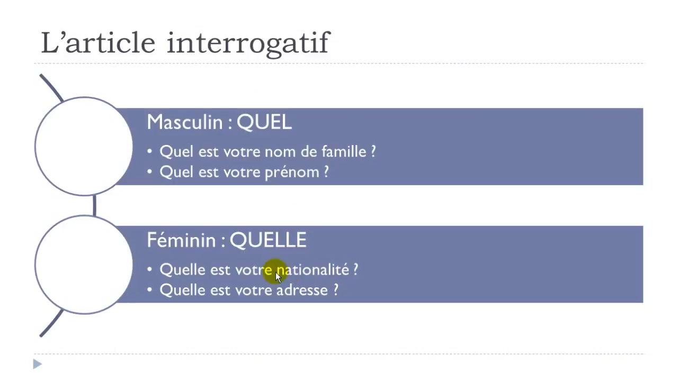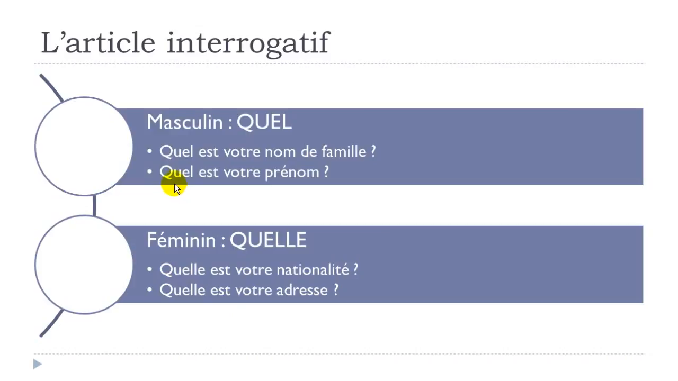So for the same reason as previously, we had this nom and then prénom. They were masculine words, so you will have to put this quel form at the masculine. And then here, nationalité and adresse, so nationality, address, are feminine words. So it does mean that you will have to use this article interrogatif, quelle, at the feminine form. Quelle est, what is, votre, your, nationalité. What is your nationality? Quelle est votre nationalité? Quelle est votre adresse? What is your address?